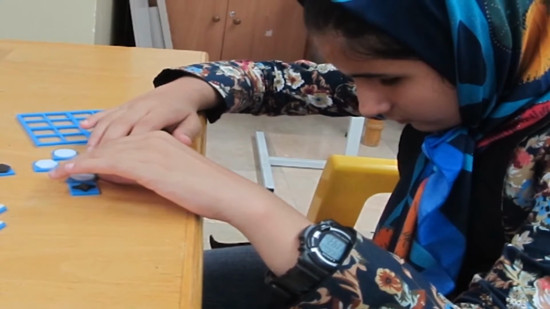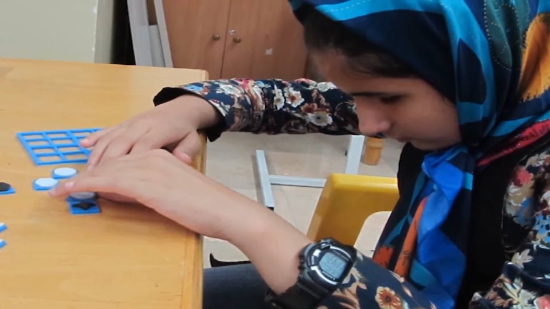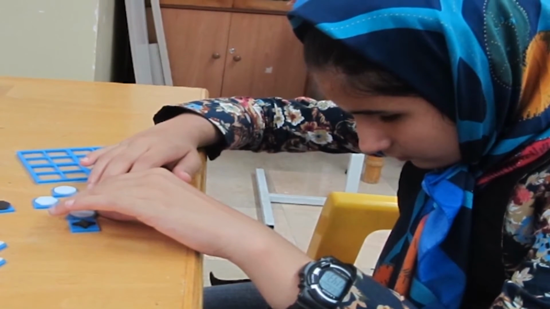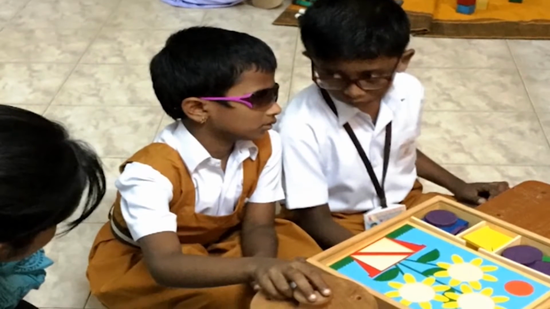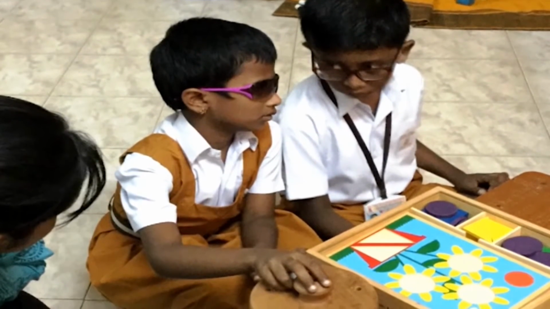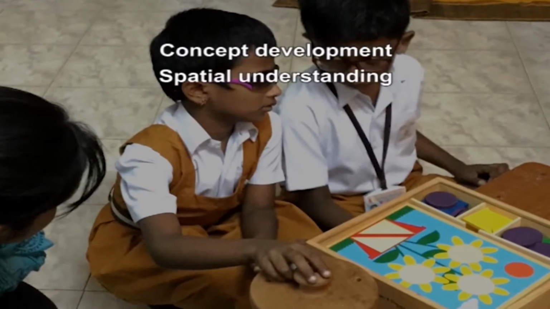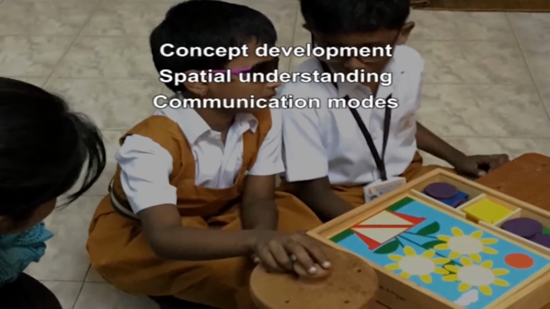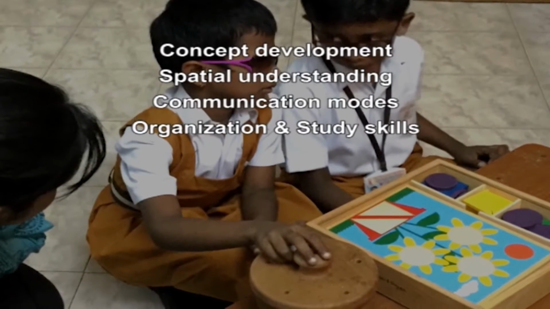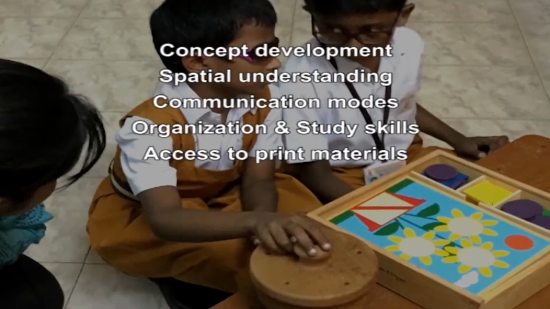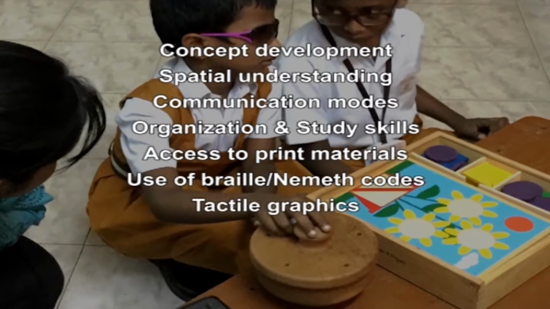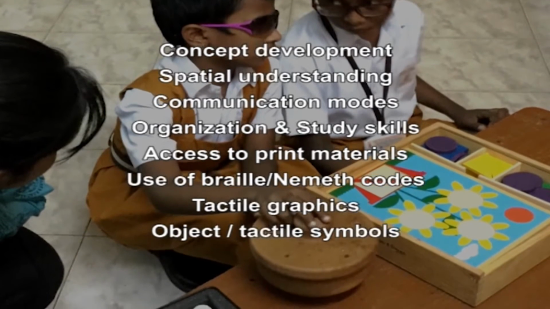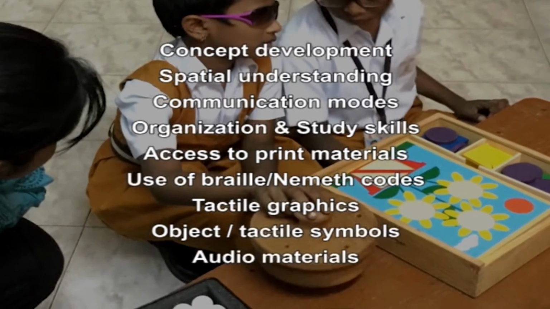Individualized instruction in compensatory skills will help the visually impaired student learn about the world, communicate and develop literacy. Compensatory skills include skills necessary for accessing the core curriculum, including concept development, spatial understanding, communication modes, organization and study skills, access to print materials, and the use of braille or Nemeth codes, tactile graphics, object and tactile symbols, and audio materials. These are divided into three components.